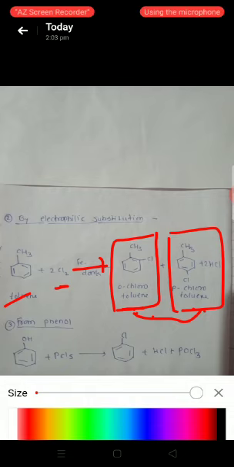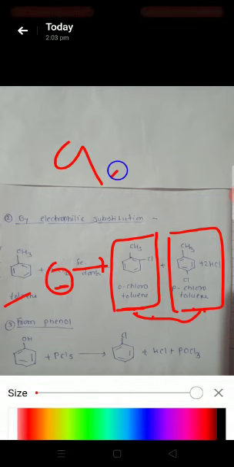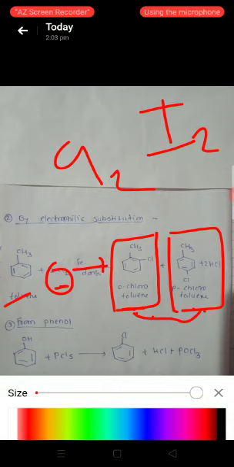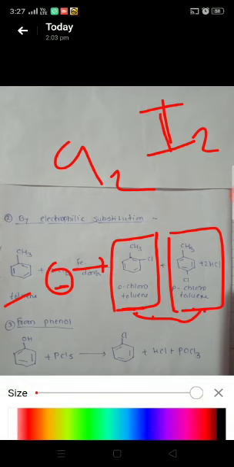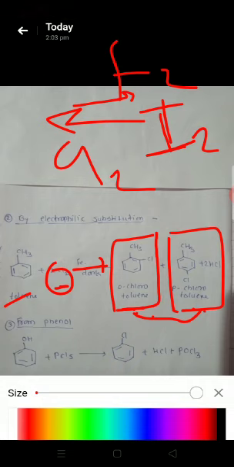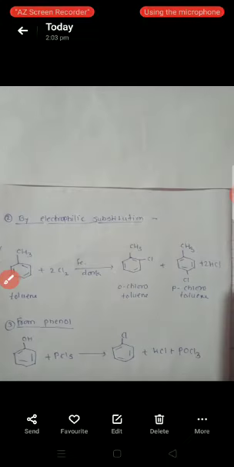The reaction with iodine is reversible. See here, we do the reaction with chlorine, but the reaction with iodine is reversible. Hence, to prepare aryl iodides, oxidizing agents are used. Fluorocompounds cannot be prepared by this method as fluorine is highly reactive. See students, iodination is reversible and fluorides cannot be prepared because fluorine is highly reactive. This is the second method, electrophilic substitution reaction.